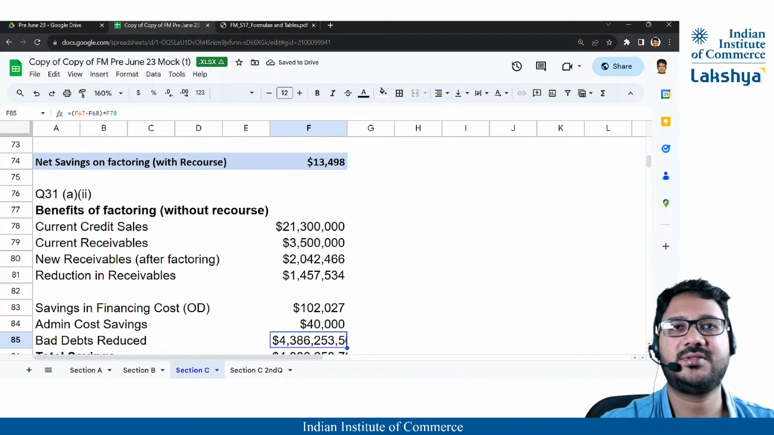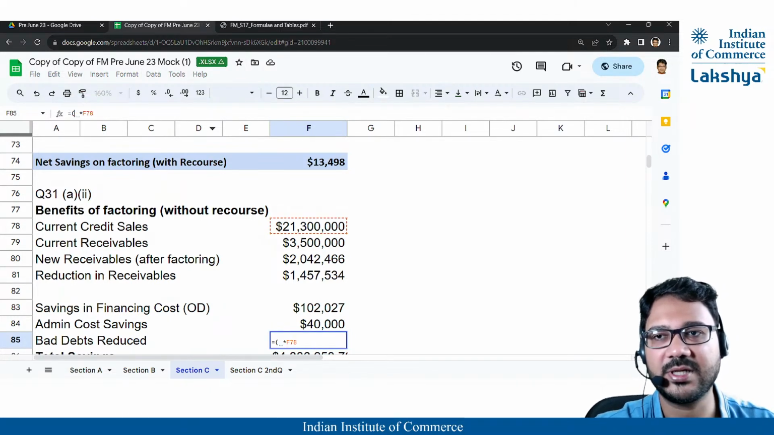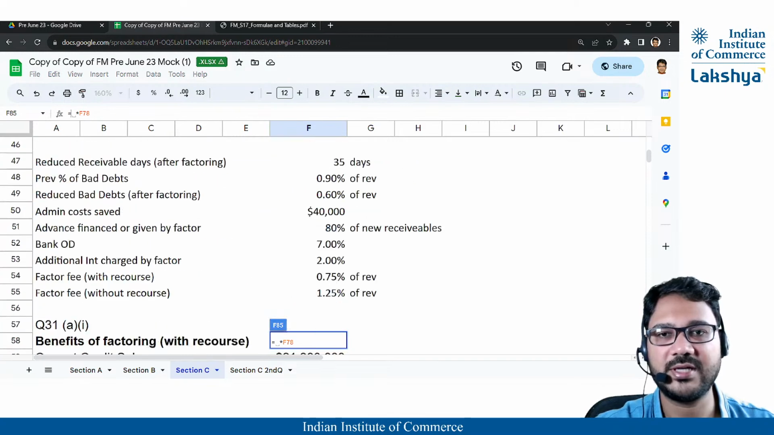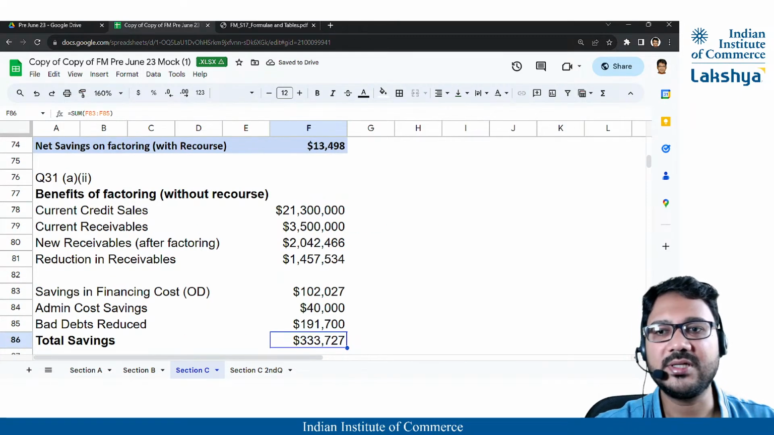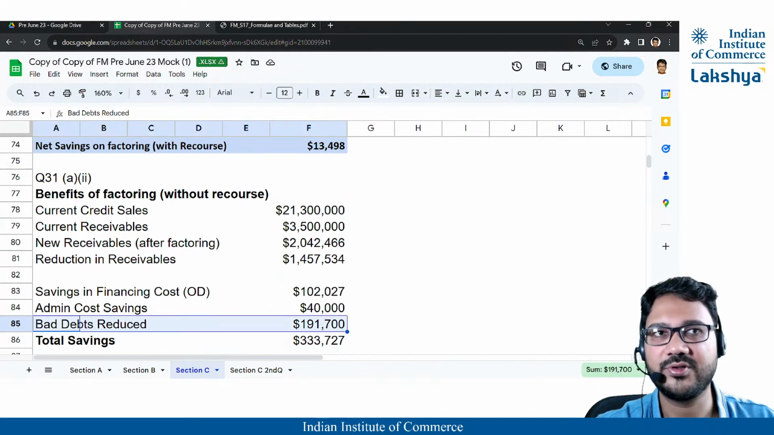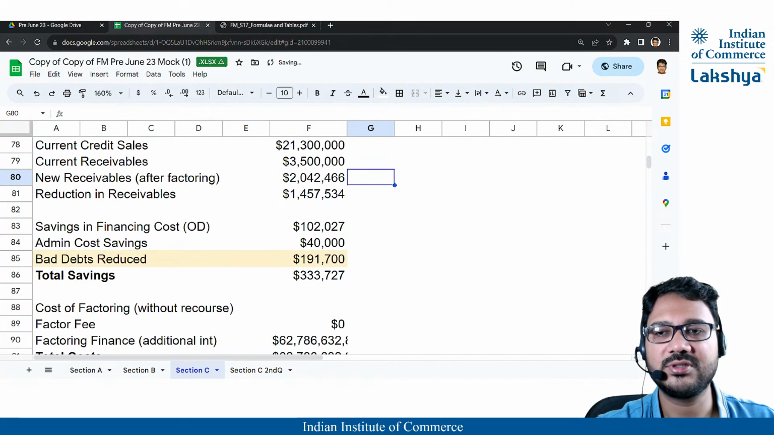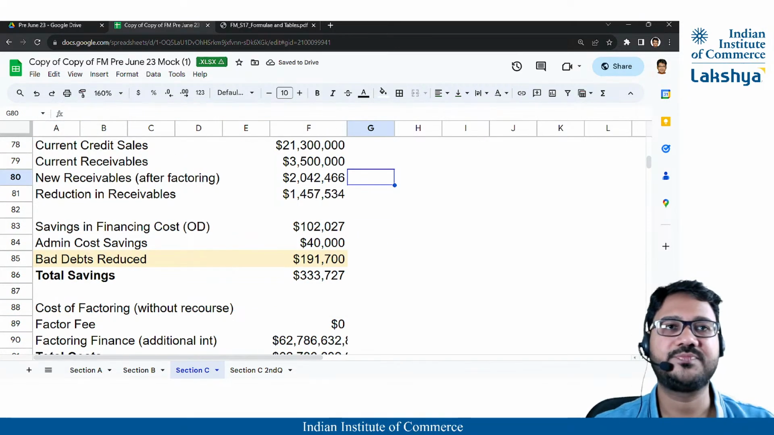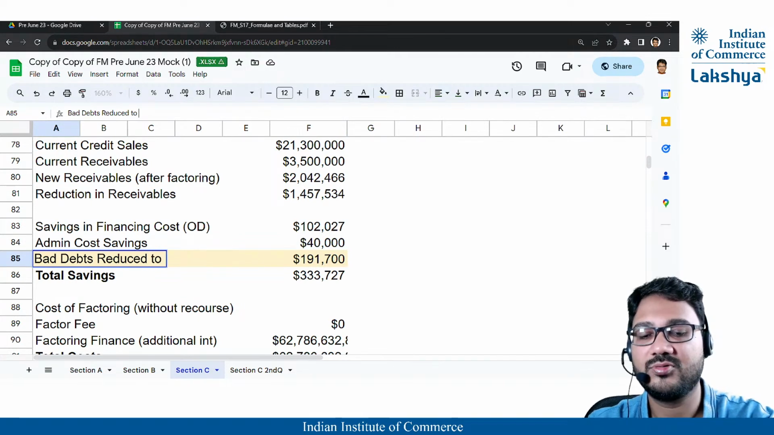Now bad debts, you are saving the entire bad debts. Previously you had 0.9% of bad debts, that becomes full savings. So that 0.9% we need to take entirely. It's not reduced to 0.6, it's become 0. So I'll just highlight this for you, so that you know the difference between recourse and non-recourse is this bad debts reduction, fully reduced. You can rather say bad debts reduced to 0%.